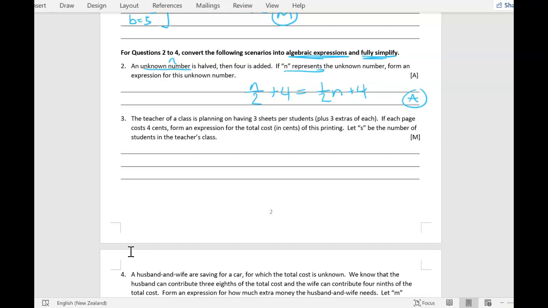So the teacher of a class is planning to have 3 sheets per student, plus 3 extras of each of those sheets. If each page costs 4 cents, form an expression for the total cost. Let S be the number of students. So the total cost, so you don't need to write it out fully like I'm doing, is going to be equal to 4 cents of 3S, because it's 3 sheets per student, plus 3 extras of each.